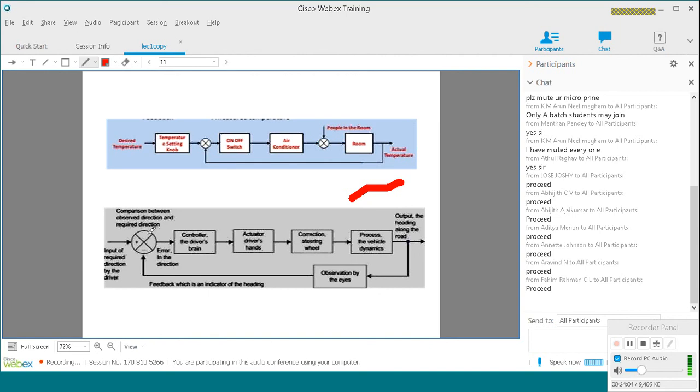So if it is a positive feedback, you will never be able to achieve the desired purpose.